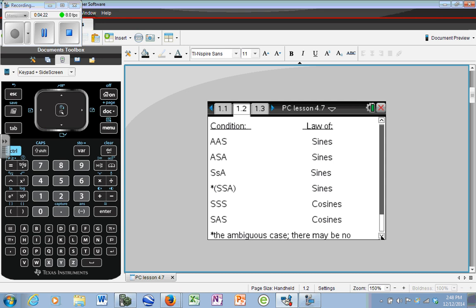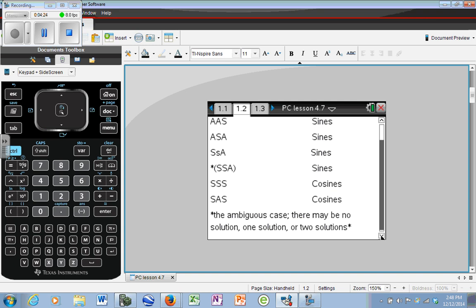But for side-side-angle, there may be no solution, like number 11. Okay, write that down. Number 11, no solution. There might be one solution, if that's the case, we have a 90-degree triangle, or two solutions, and we'll be looking at those along the way. My advice to you is that you first identify the condition that you're dealing with in the triangle, and then just look and apply the corresponding law to the situation that you've got.